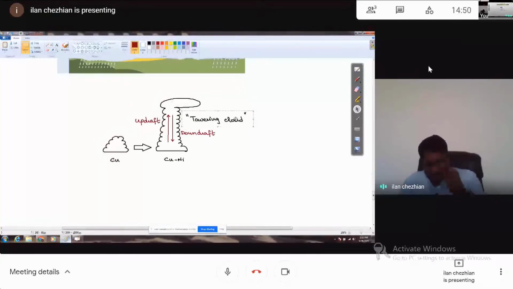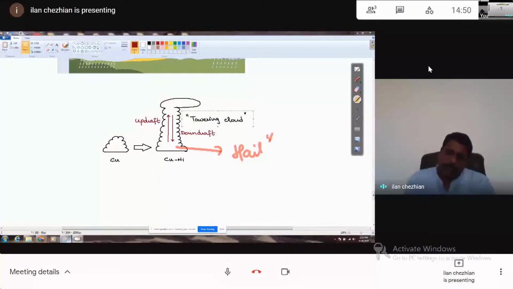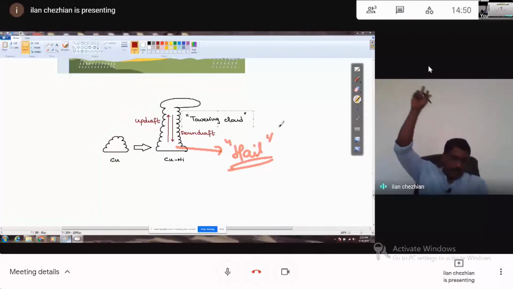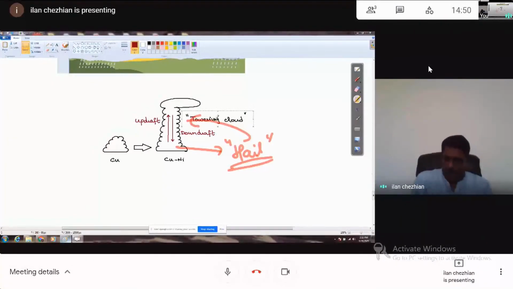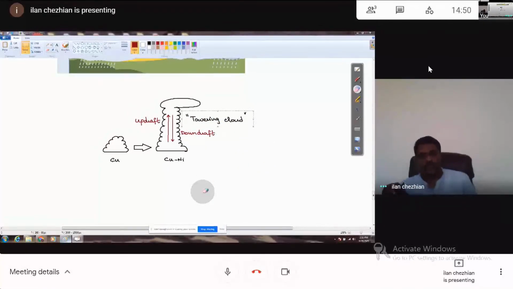See, the cumulonimbus cloud is the one which results in what? Hailstorm. My friend, if you ask me which cloud results in hail, it is cumulonimbus. Very important, something I wanted to note down, my friend. This is the one known for hailstorm. Nimbus itself means what? Bad weather cloud.